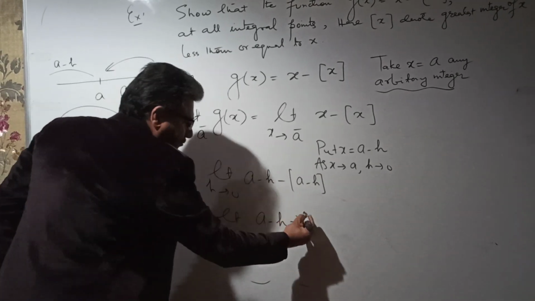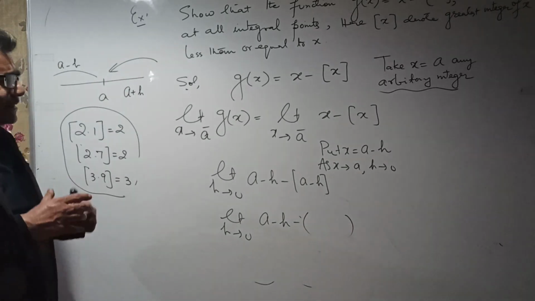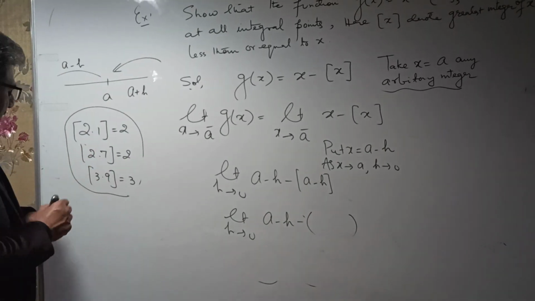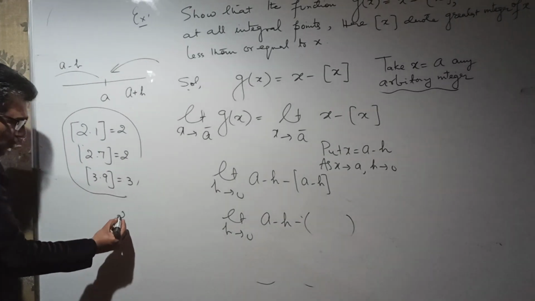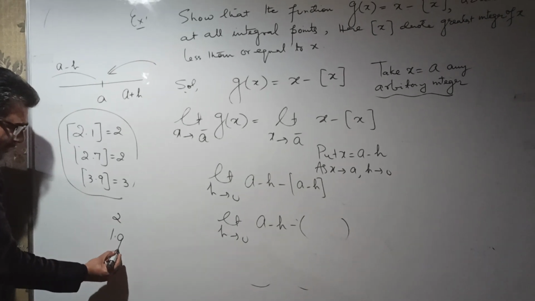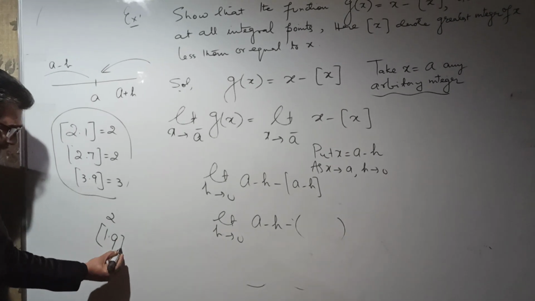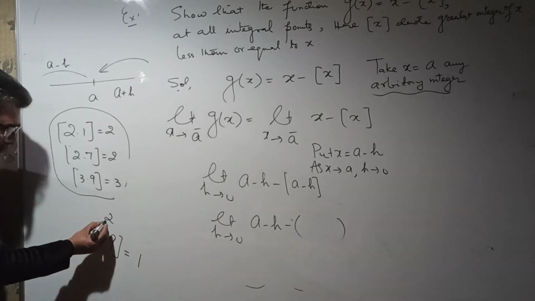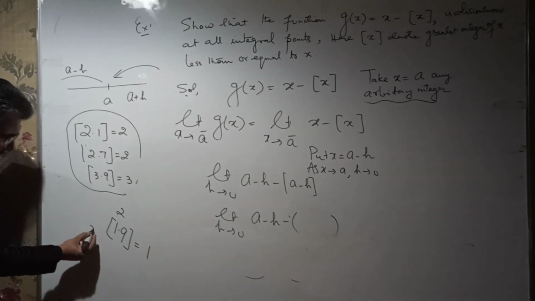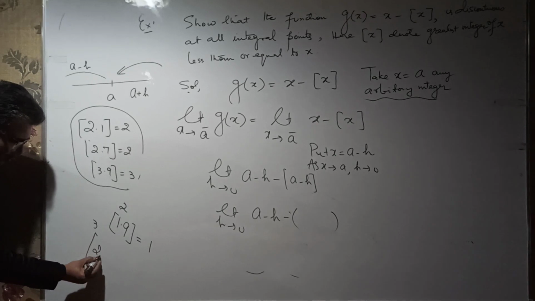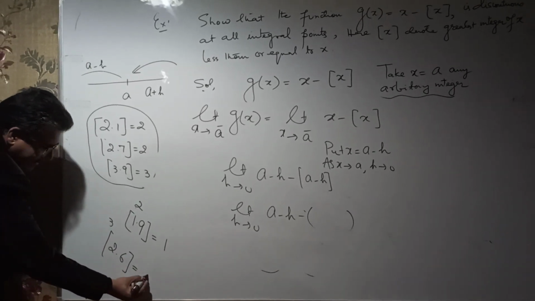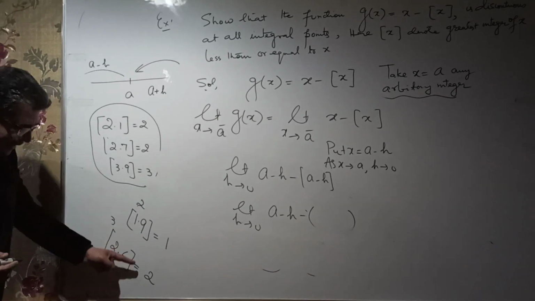Now see, a minus h, a से थोड़ा सा कम, a से थोड़ा सा कम, अगर 2 से थोड़ा सा कम होता है, 2 से थोड़ा सा कम होता है 1.9, सो 1.9 का ग्रेट इंटीजर 1 होता है, यानी वो 2 से 1 कम होता है. अगर 3 है, 3 से थोड़ा सा कम, that means 2.6 का ग्रेट इंटीजर 2 होगा, यानी वो 3 से 1 कम होगा.